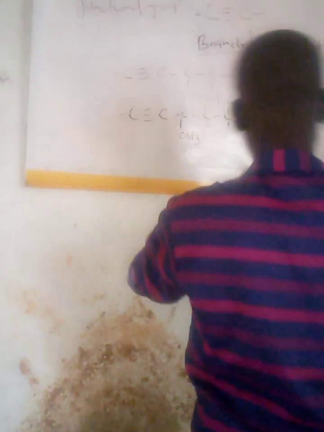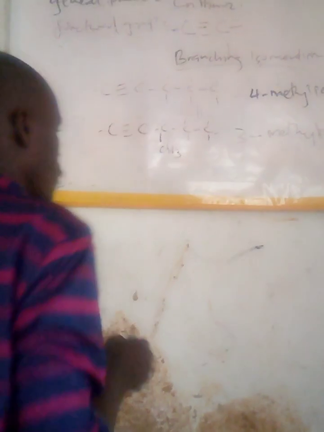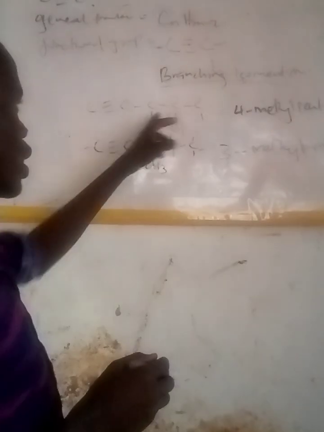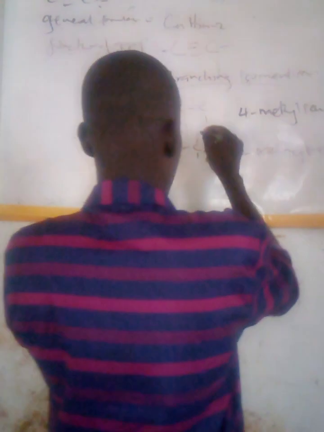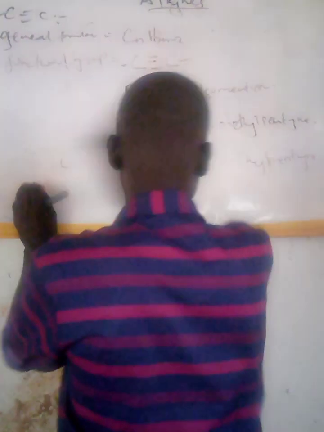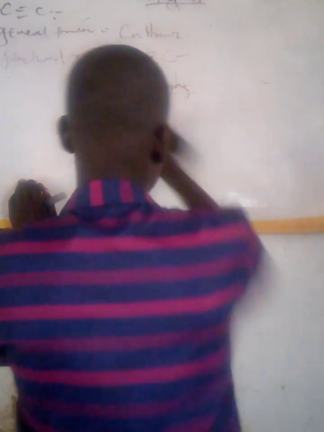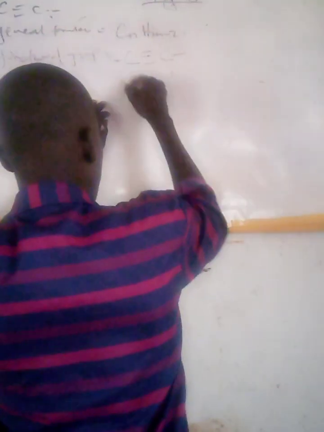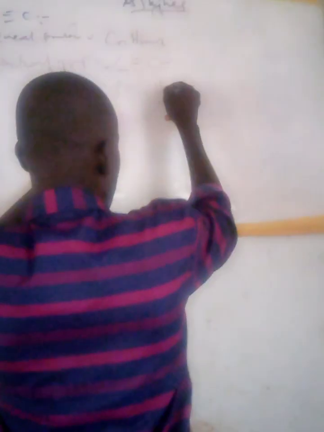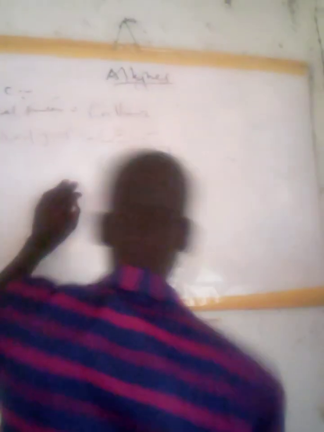You can see I have just played with the position of the branch. It can move to carbon number 3. So it is only playing with the position of the branch. We have another type of isomerism known as positional isomerism. So this one is now playing with the triple bond only.